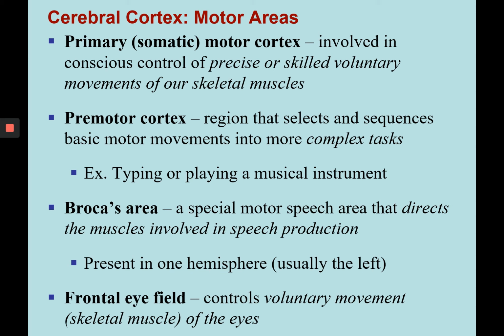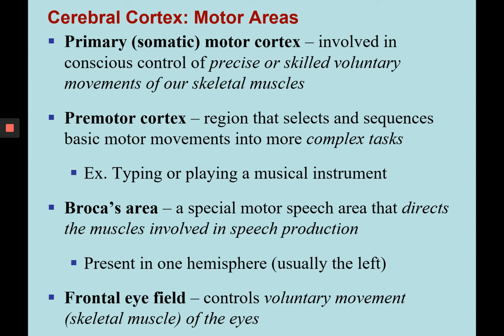It's involved in conscious control of precise or skilled voluntary movements of our skeletal muscles. So it would send a motor output to skeletal muscles as its effector. The premotor cortex is going to take information from the primary motor cortex and really integrate it.